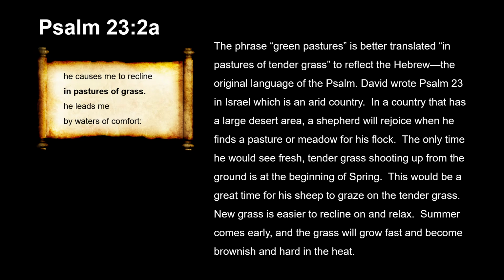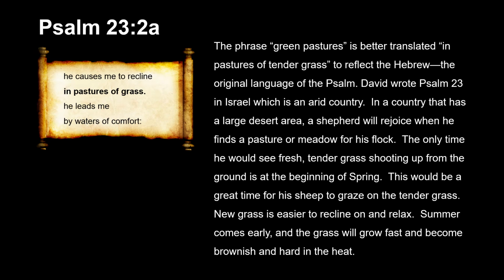So we're looking here at, he causes me to recline in pastures of grass. He leads me by waters of comfort. The phrase "green pastures" is better translated "pastures of tender grass" to reflect the Hebrew in the original language of the psalm. David wrote Psalm 23 in Israel, which is an arid country. In a country that has a large desert area, a shepherd would rejoice if he finds a pasture or a meadow for his flock. The only time he would see fresh, tender grass shooting up from the ground is at the beginning of spring. You have to realize this isn't England and this isn't Tennessee.